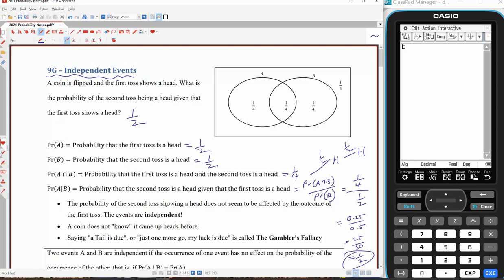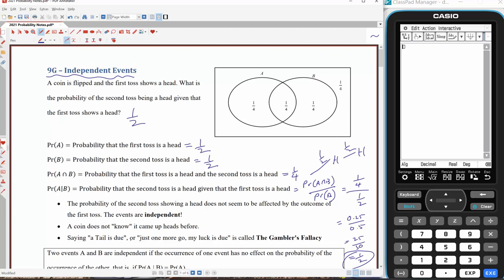So the probability of the second toss showing a head isn't affected by the outcome of the first toss. And we call these events independent. So basically the coin doesn't know what came up before. Or if I told you, would you like to know what the results of the last 5 coin tosses are? You should say an emphatic no, I'm not interested.